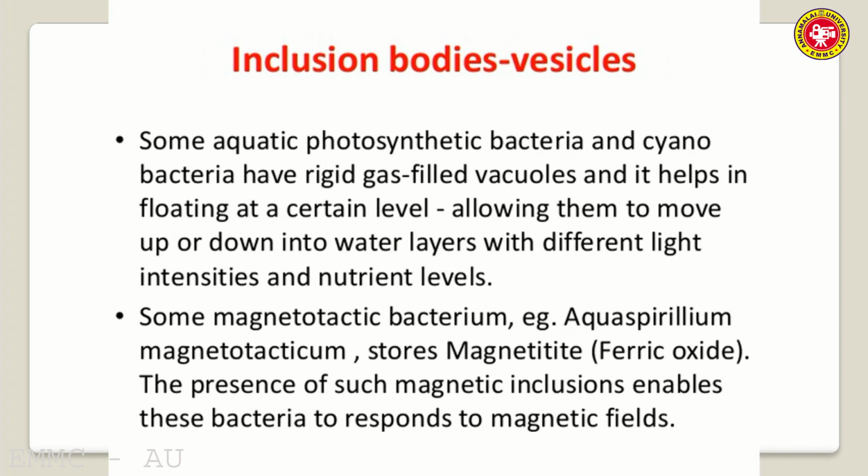Next one is the vesicles. Vesicles are also inclusion bodies present in the cytoplasm of the bacteria. These vesicles are used especially for swimming in water, especially in marine water, where most bacteria have vesicles in the cytoplasm to swim. This swimming is movement towards light and nutrients. Example, Magnetobacterium, Aquaspirillum magnetotacticum. It stores the magnetite, so it acts towards the magnetite, and it also utilizes ferric oxide for their survival.